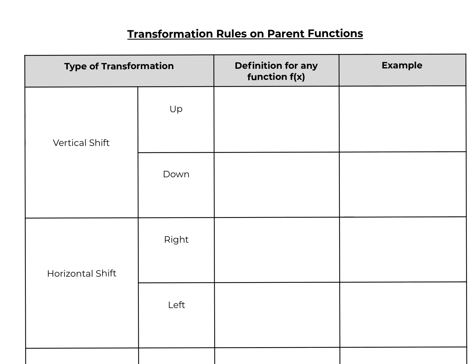So I'm going to describe each of the types of transformations. I'll give you an example and I'll give you the definition. So I'm going to give you the definition for any function f of x, okay? So if I want to do a vertical shift up or down, what we do is we take any function f of x and we add c on the outside. That will make us go up. And if we want to go down, we'll take any function and we'll subtract c on the outside, and we will go down c units.